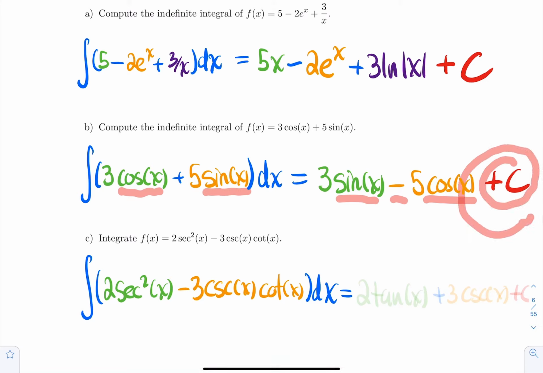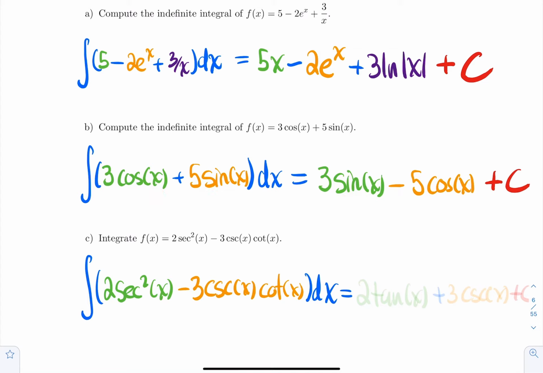Now another one, a little bit more complicated, but of course if you have that list, it's not too bad. So we want to compute the integral of 2 secant squared minus 3 cosecant x cotangent x. Because the integral of secant squared is tan, the integral of 2 secant squared will be 2 tan of x. And because the integral of minus cosecant of x cotangent of x is cosecant, the minus 3 will just become plus 3 cosecant of x.